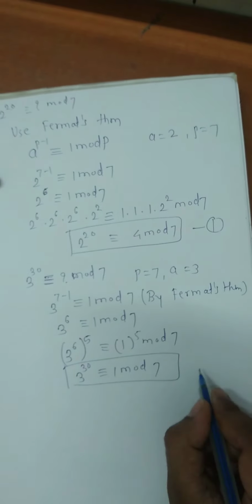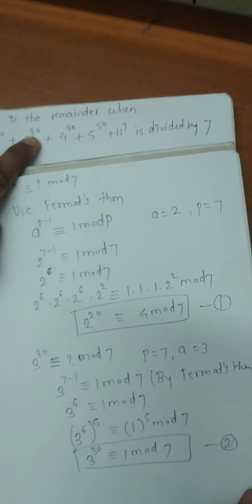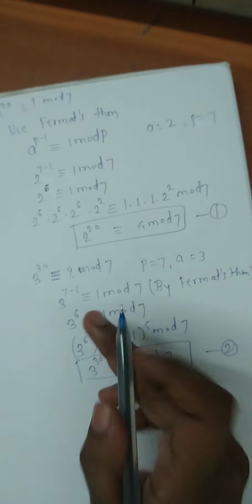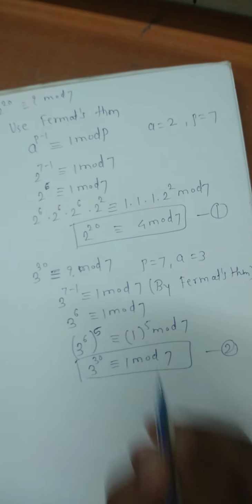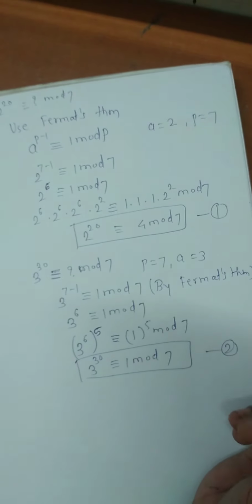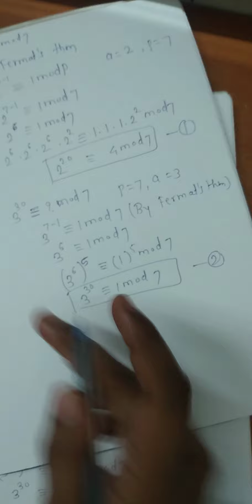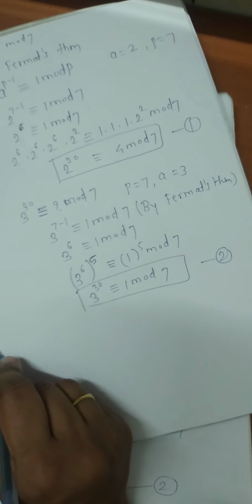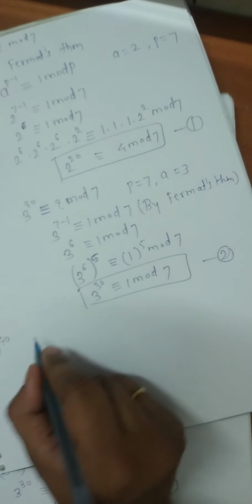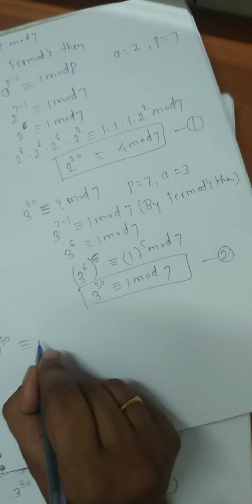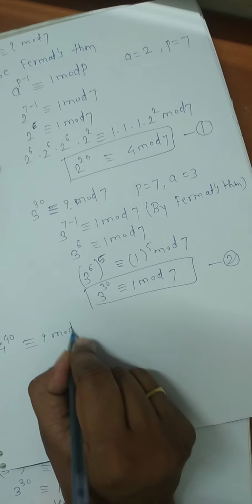Yes, call this equation 2, because in the example we want 3 to the power 30. That's why we take the fifth power of 3 to the power 6. Okay, next is 4 to the power 40. So how can we calculate 4 to the power 40 mod 7?